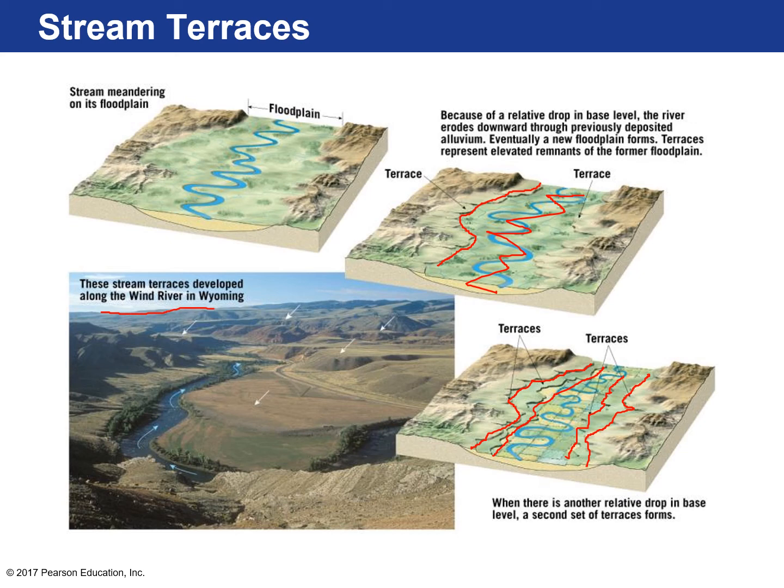Here you can see, here's the flat floodplain here, here's a former floodplain that's a little bit higher here, and there's a former floodplain here. So these are what we refer to as stream terraces.